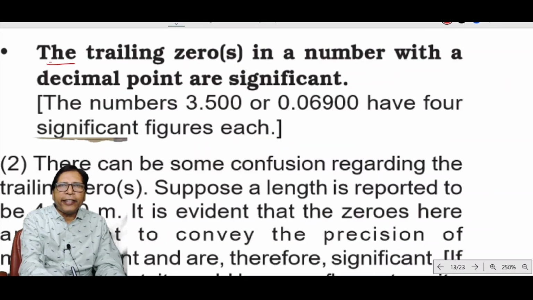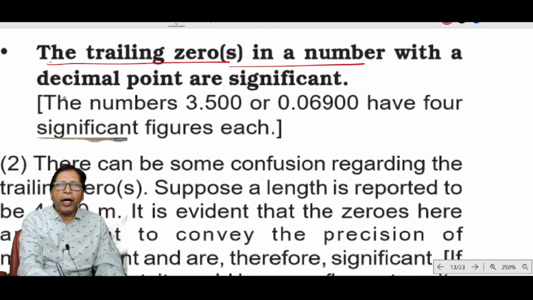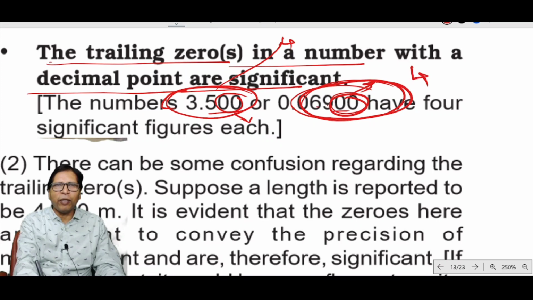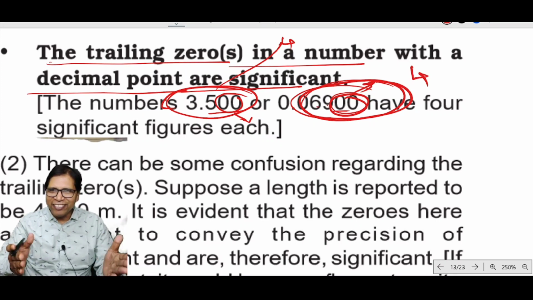Last, the trailing zeros in a number with a decimal point are significant. Look at 3.500. These are trailing zeros, and these are significant. So the number of significant digits is 4. Now look at 0.06900. These are trailing zeros, so these are significant. So the number of significant digits is 4. Okay, understood.